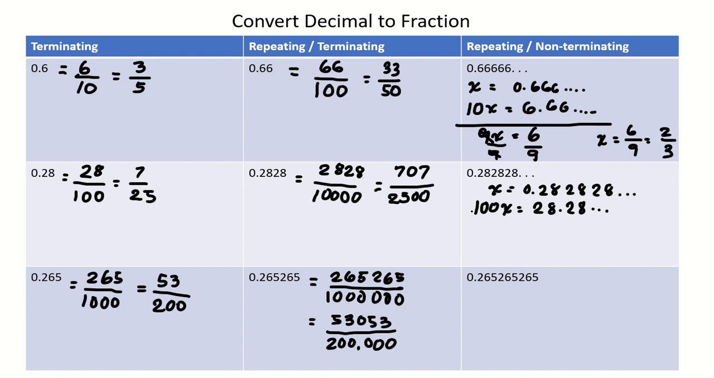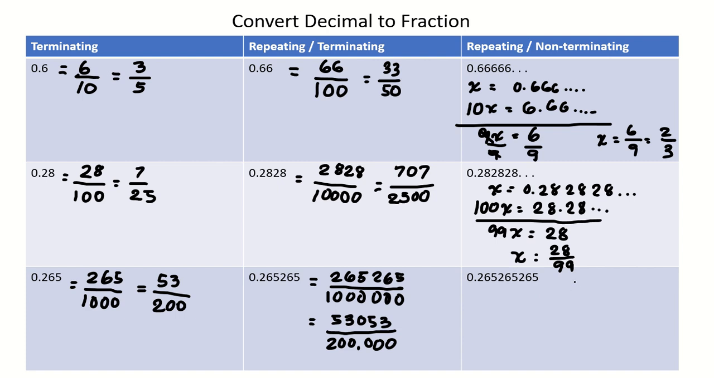Okay, and then subtract the first equation from the second equation. So this is going to be 100x minus x is 99x. This minus this is 28. So x is equal to 28 over 99. Okay, can we reduce this further? I think that's it. Okay, now look at the last example.